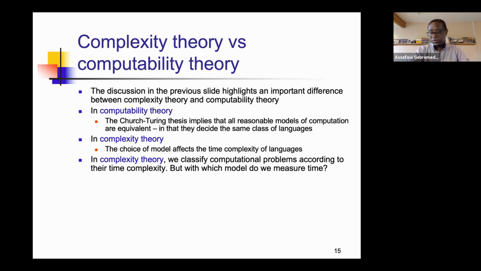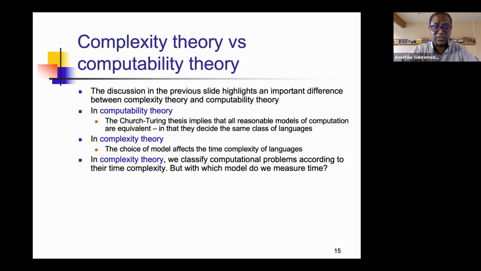In fact, Turing machines were equivalent to lambda calculus. That's what the Church-Turing thesis was also saying. So that means computability theory was kind of not sensitive to these models that we are using. It was telling us the same thing, which was a good thing. In complexity theory, the choice of a model affects the time complexity of the language. And so we classify, this is a big distinction, an important distinction to note.